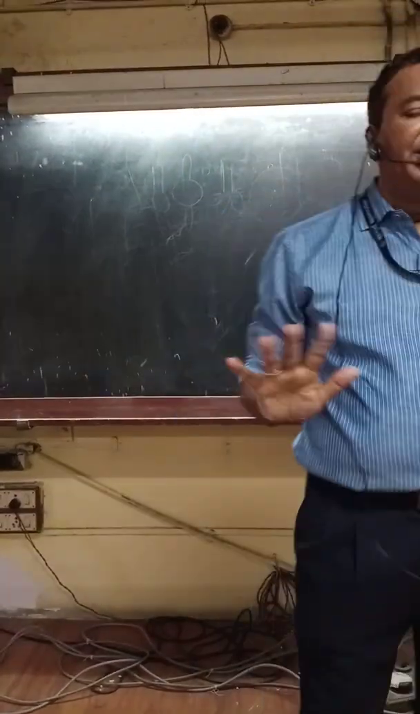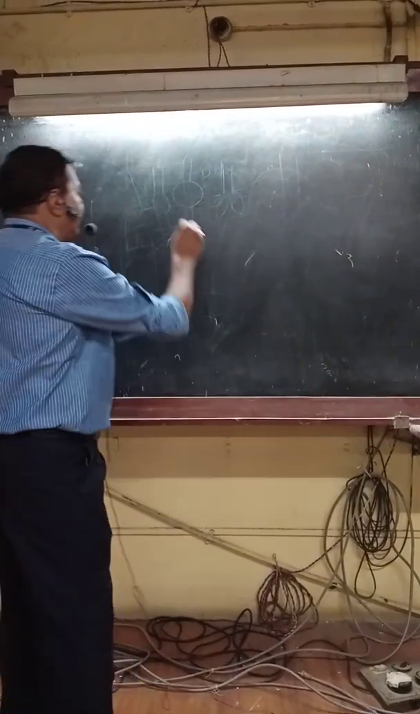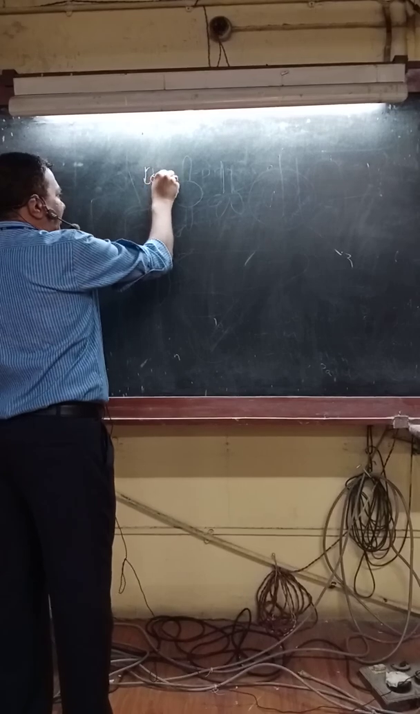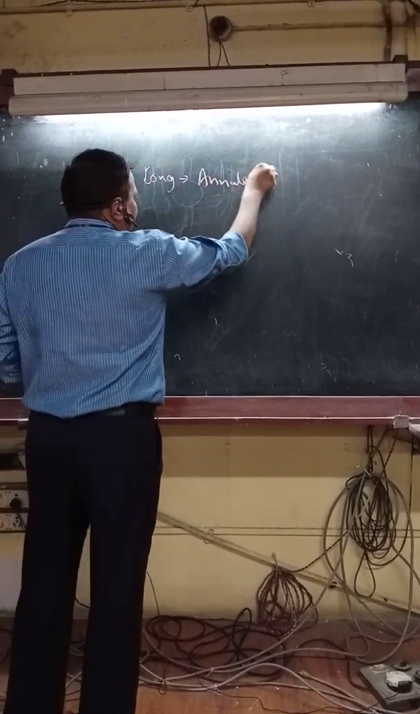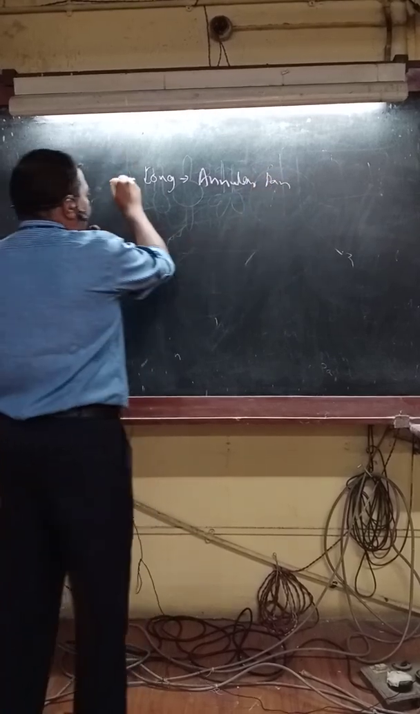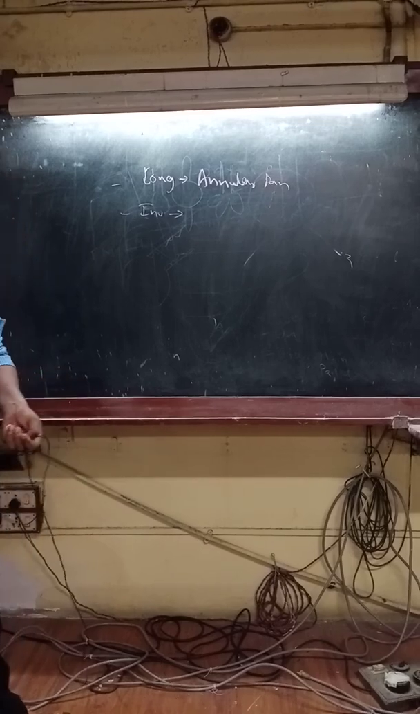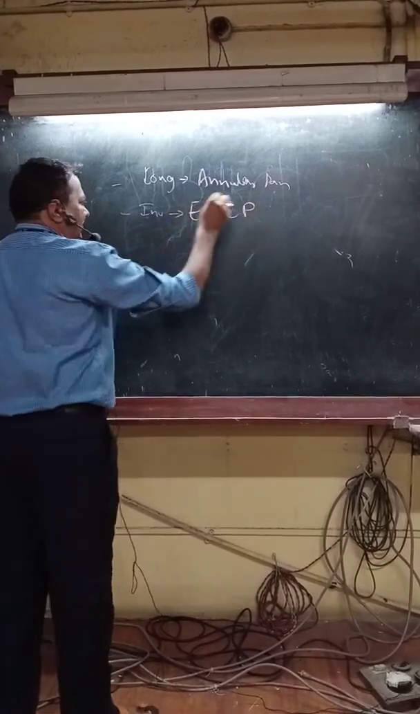Now coming to the applied anatomy of pancreas. Always we start with congenital anomalies. I have already spoken about this. Annular pancreas. Okay. Investigations. What are the investigations for pancreas? ERCP.